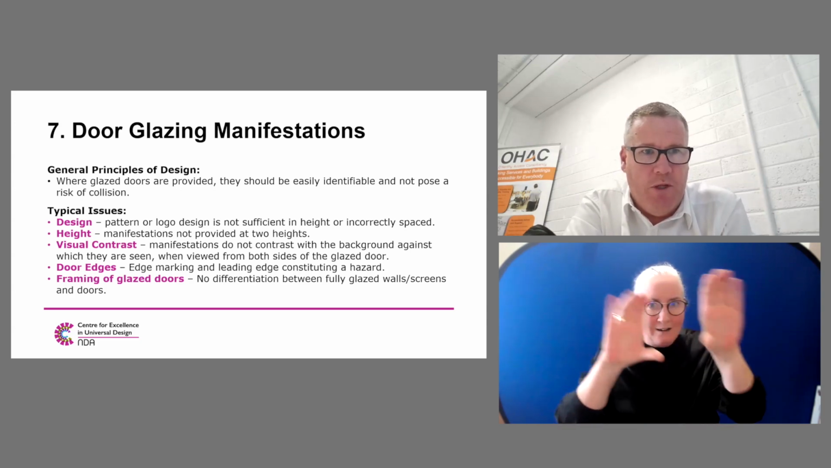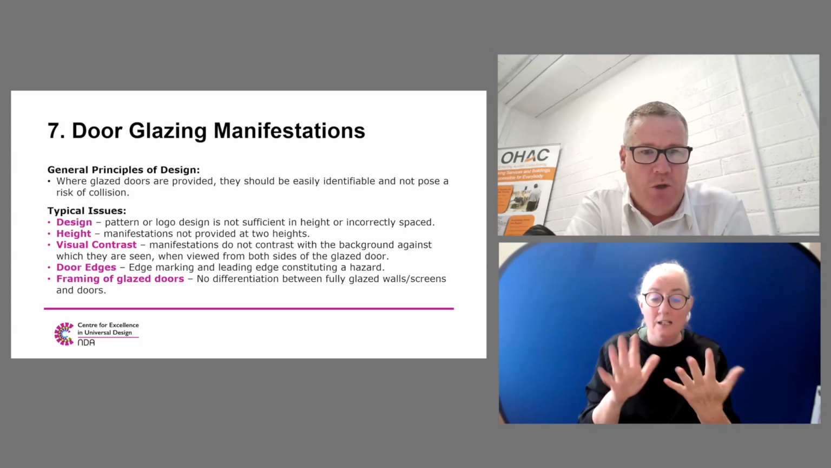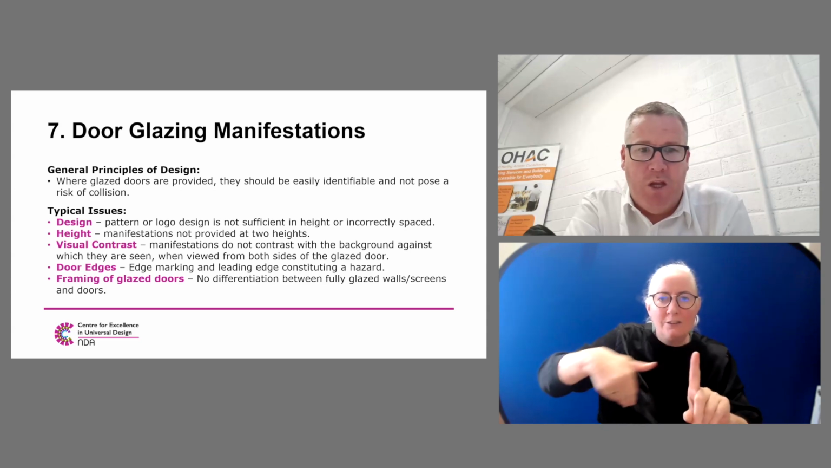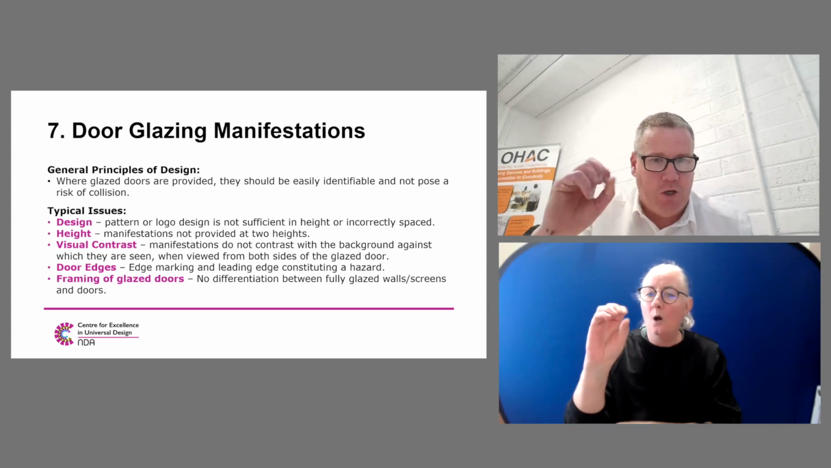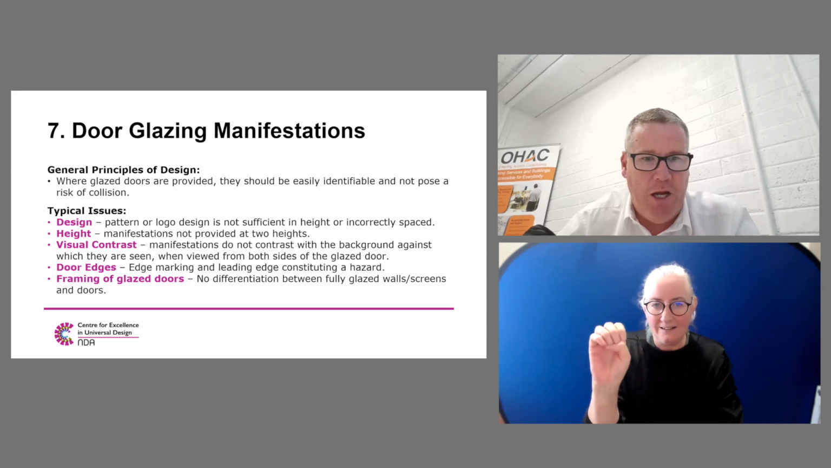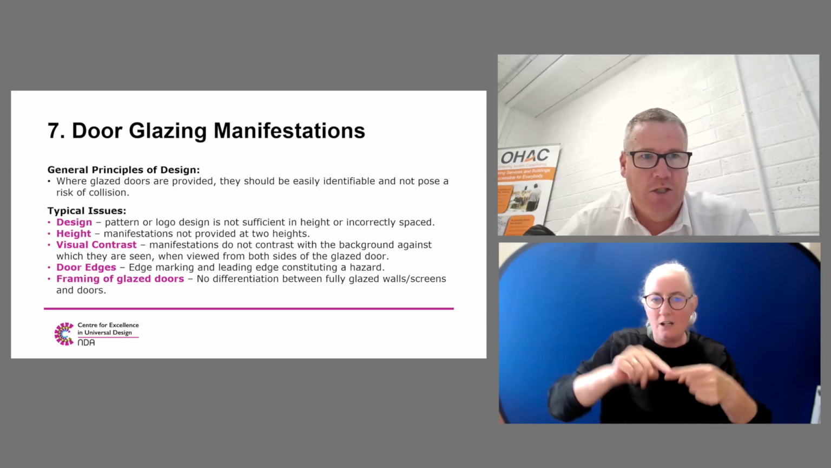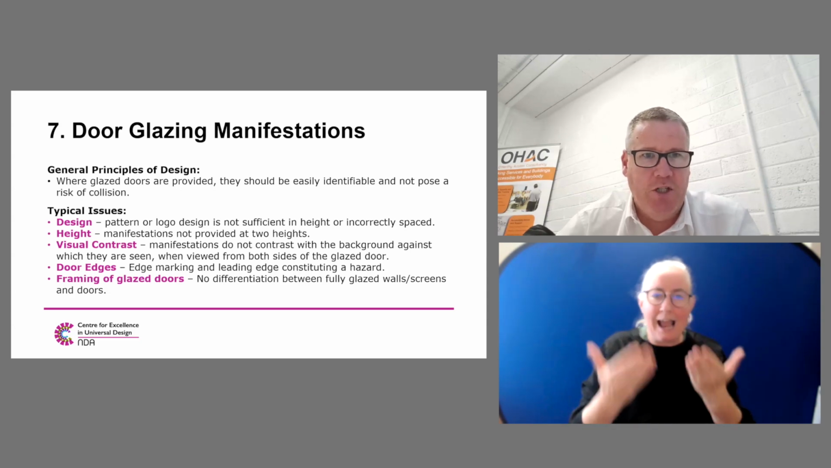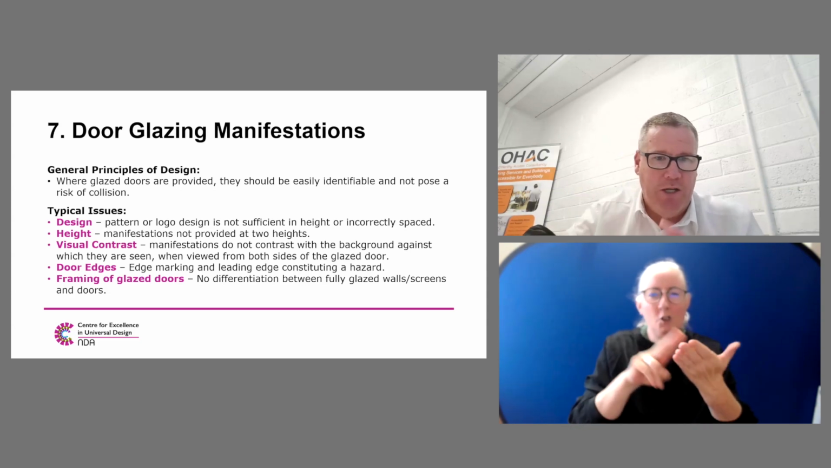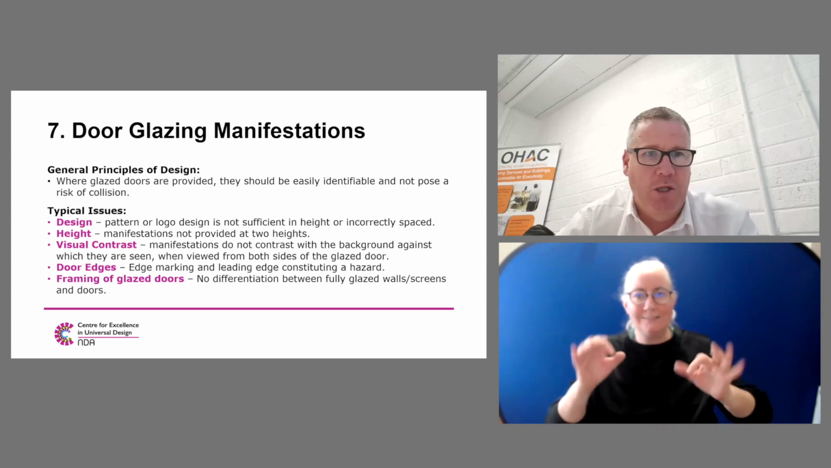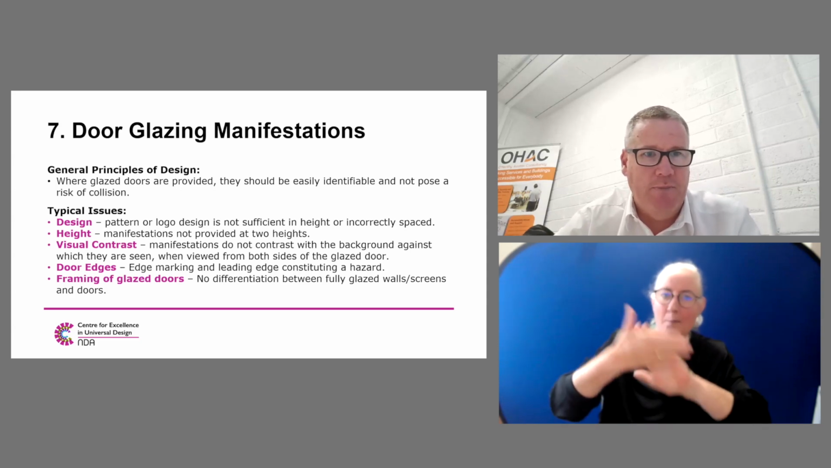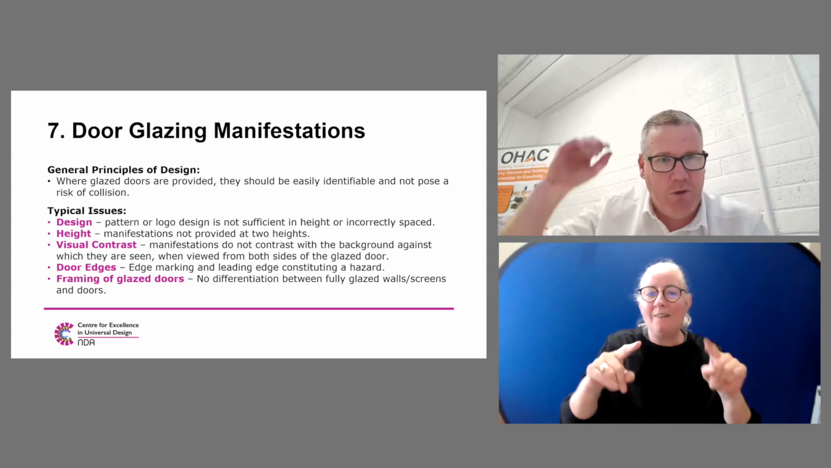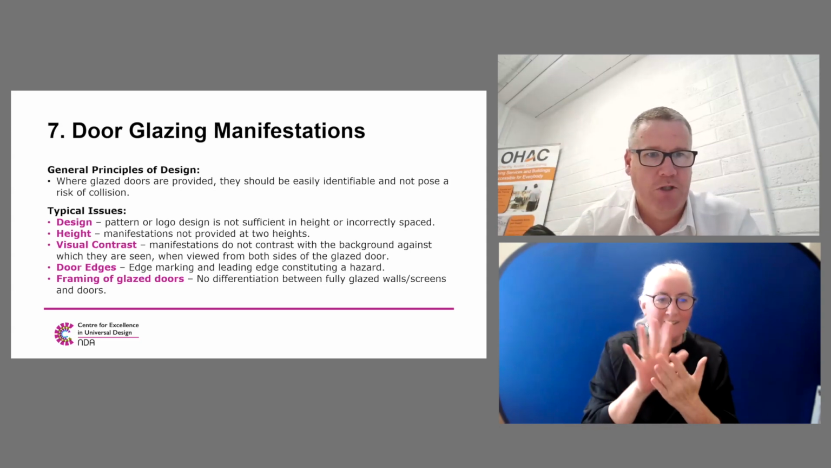There is a requirement that the manifestations contrast during all different lighting conditions and against the background which they're mounted on. So if you use the opaque 50 mil circles on vision panels, they may not contrast in all lighting conditions. So be creative about how you design your manifestations. Use your color, or use the branding of the style that you're using within the building design and so on. But again, manifestations need to be provided at two heights, between 850 and a meter, and between 1450 and 1600 millimeters and so on.